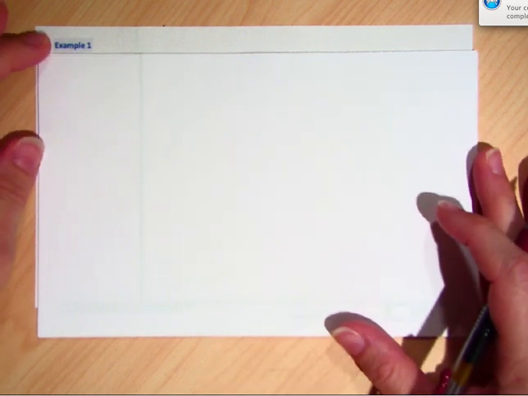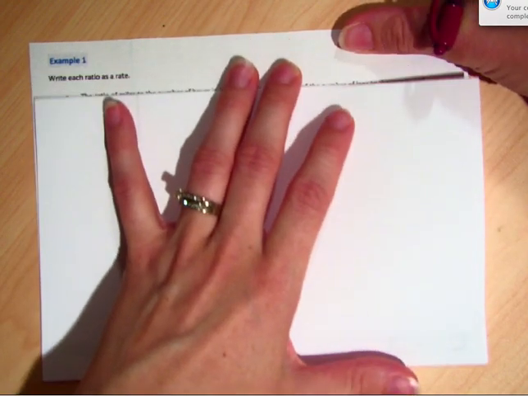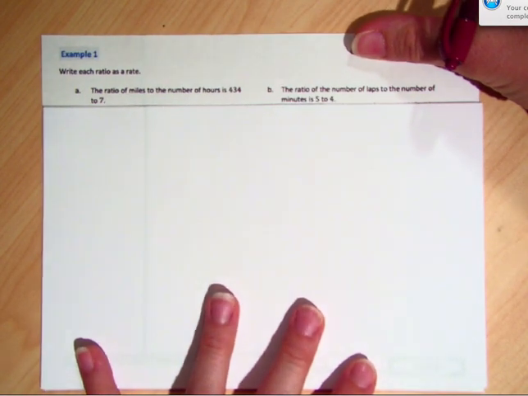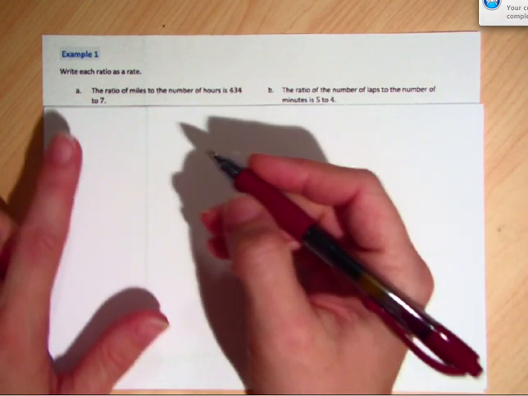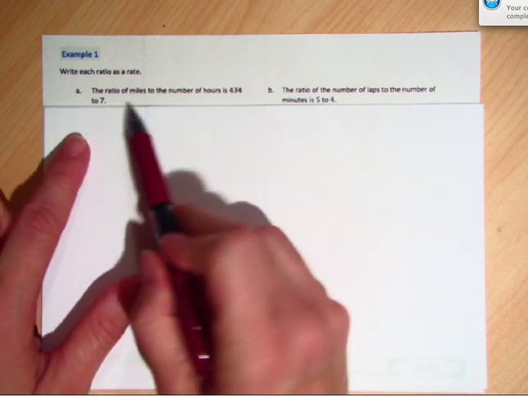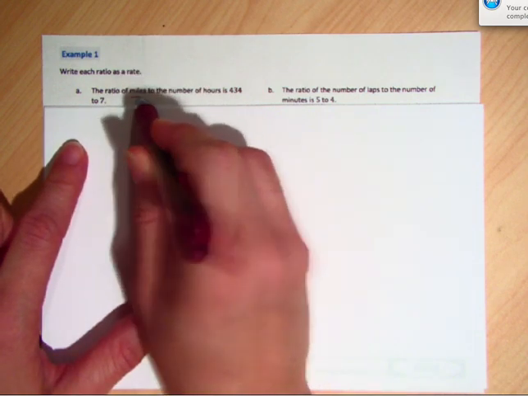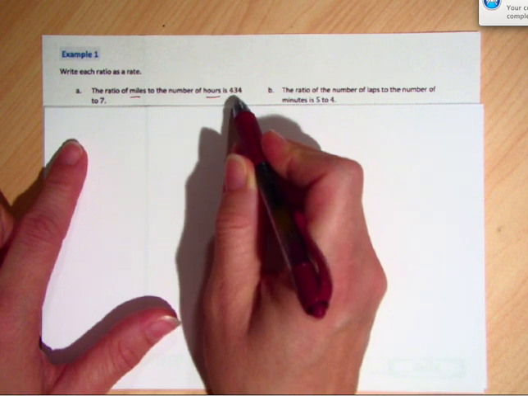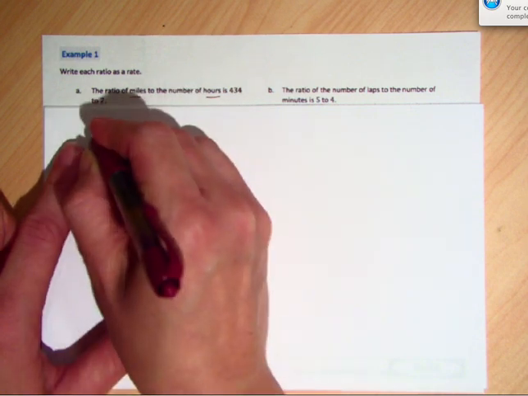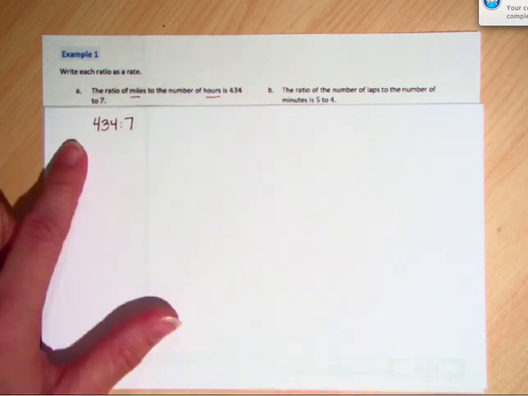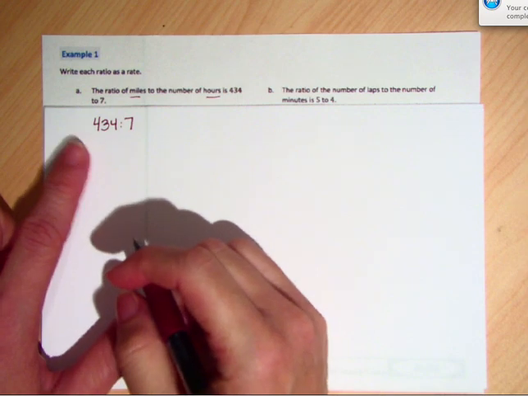Okay, let's take a look at our first example. We want to write each ratio as a rate. So we're going to start by creating a small little ratio table. So the ratio of miles to the hours is 434 to 7. So our ratio is 434 to 7. Now let's put that into a ratio table.